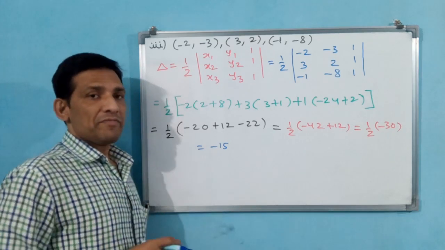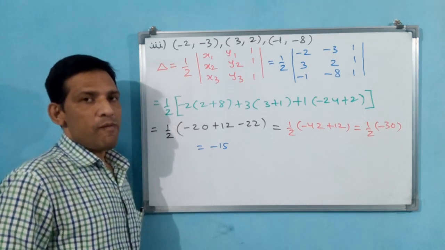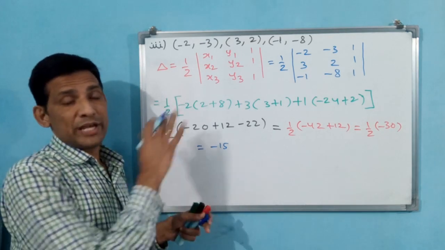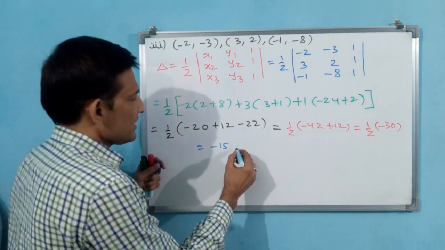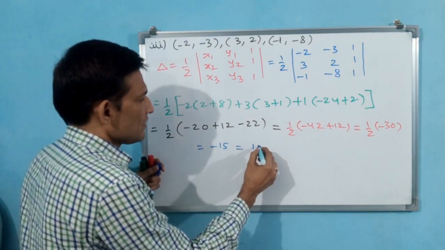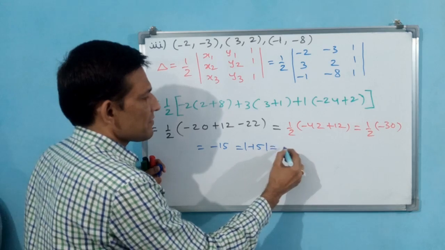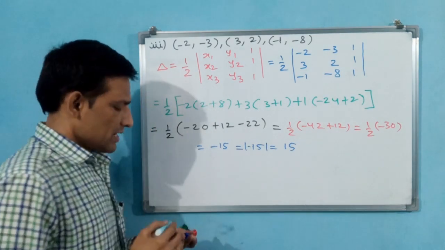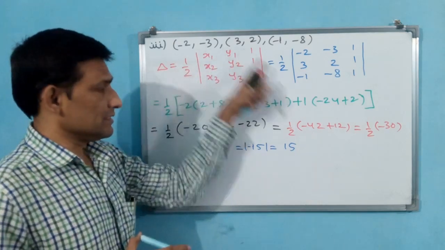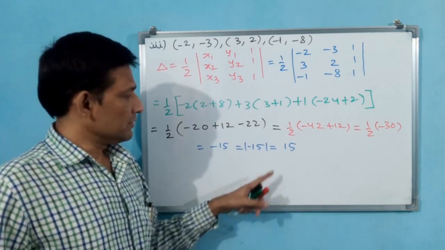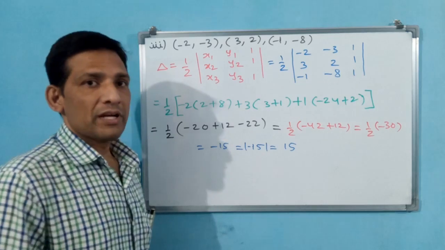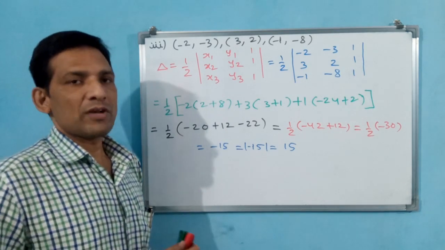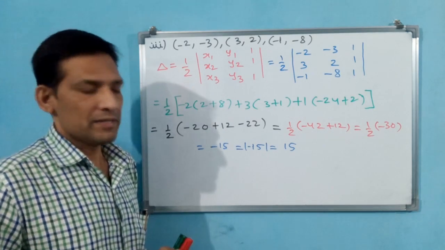But shall we write minus 15 finally? No. Why? Because see, this area is always positive. Finally, this you have to make as modulus of minus 15, that is equal to 15, like you write. Okay. Why? Because always this area should come in positive. Okay. If you write minus 15, then your marks are going to be deducted.